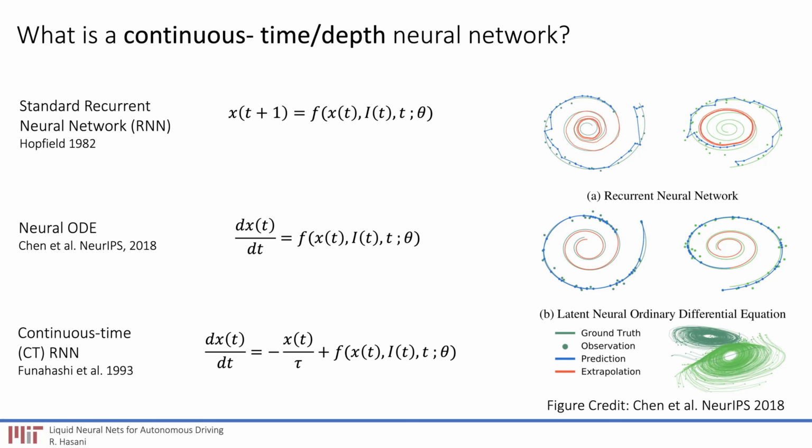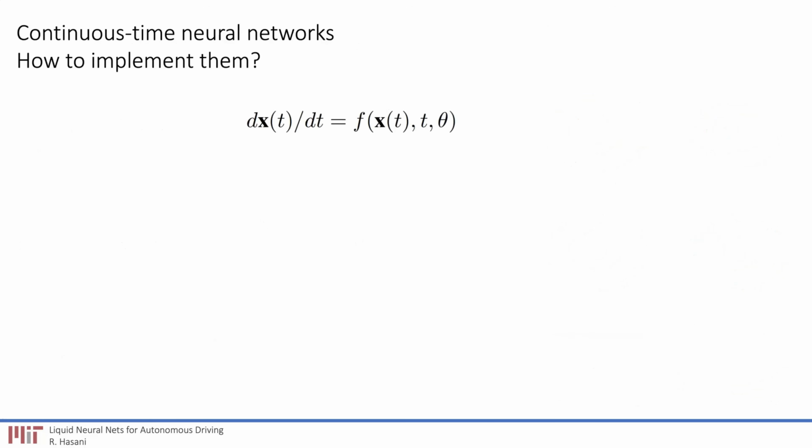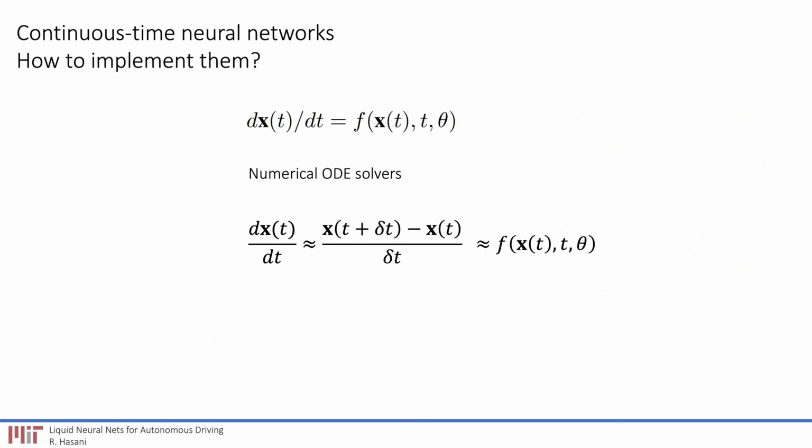Okay. So how do we implement these types of systems? Let's say we want to implement a forward pass of a neural network of this sort. What we do is use numerical ODE solvers. With numerical ODE solvers, we can roll out this differential equation by its differences, and then we can compute the next time step by basically just unrolling this differentiation. And then this becomes our forward pass for computation.